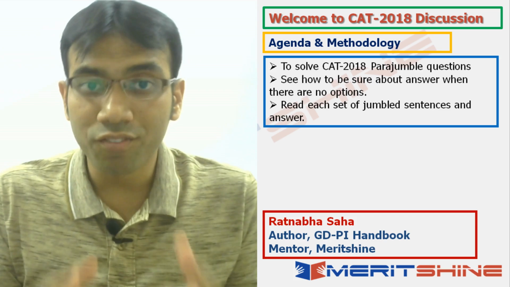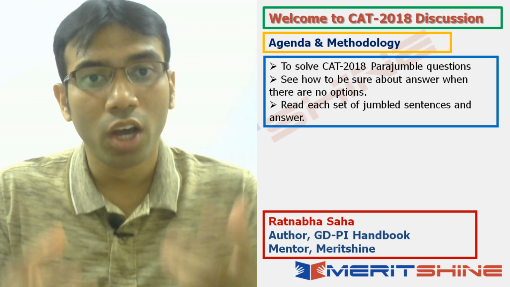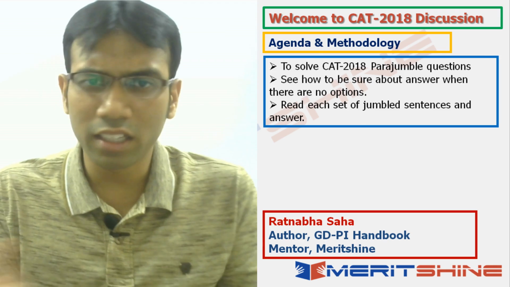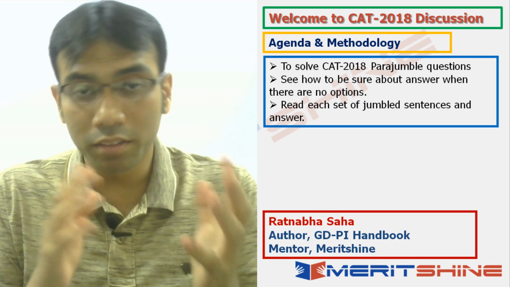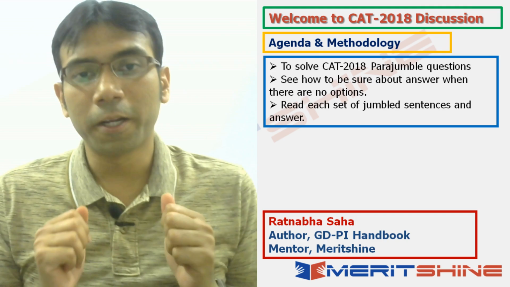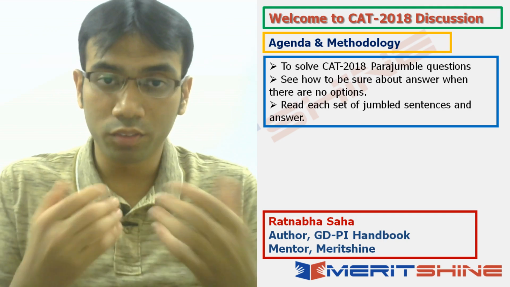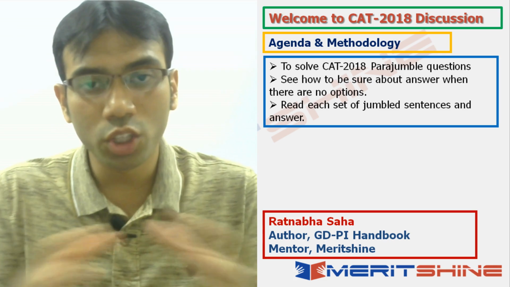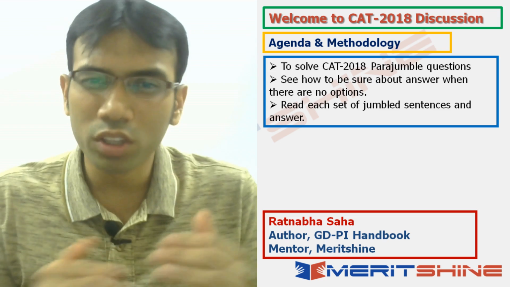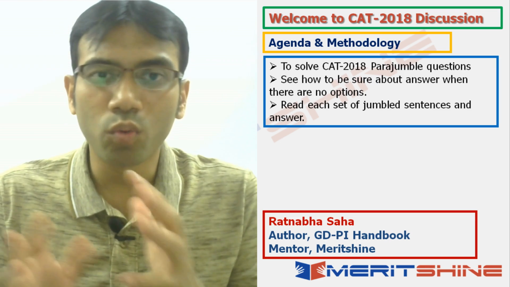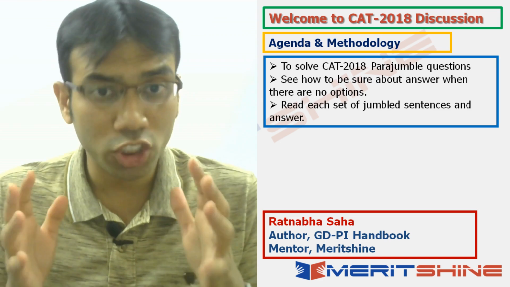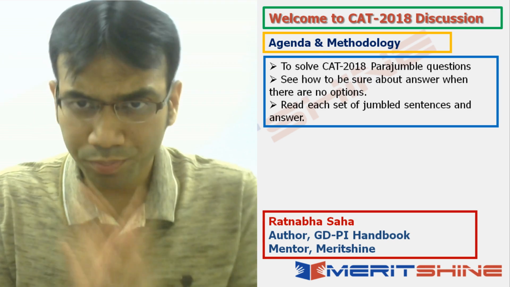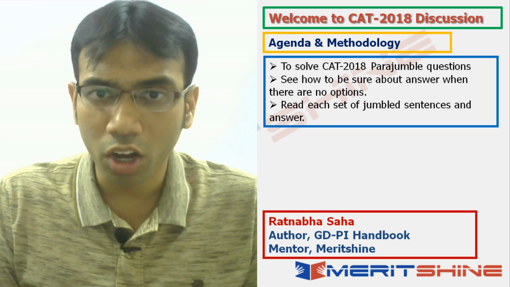So, even if you can find out one pair or one triplet that is consistent, then it would be enough. But in questions where there are no options, we will have to be very sure about what will be the exact order of all the sentences. So, just finding out one mandatory pair or one mandatory triplet is not going to solve the case for you. It is not going to make your day, right. So, that is the second thing on our agenda.